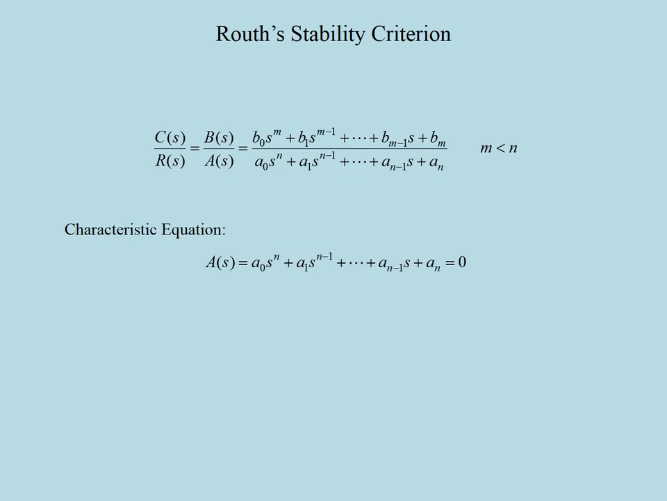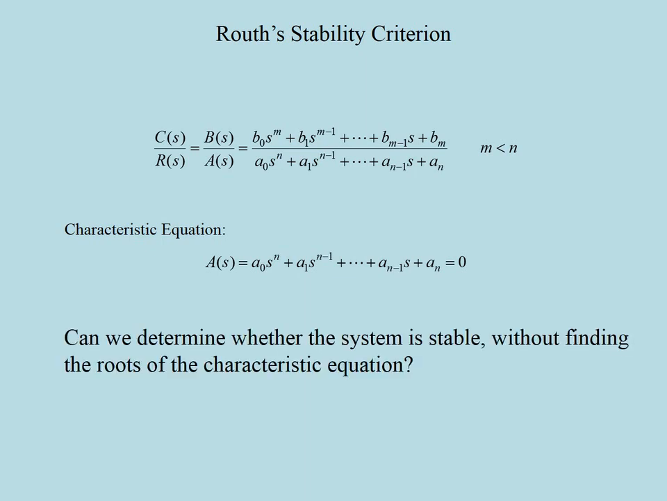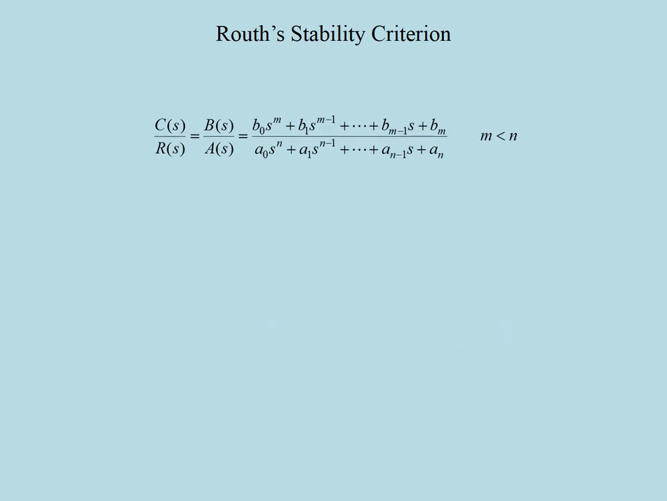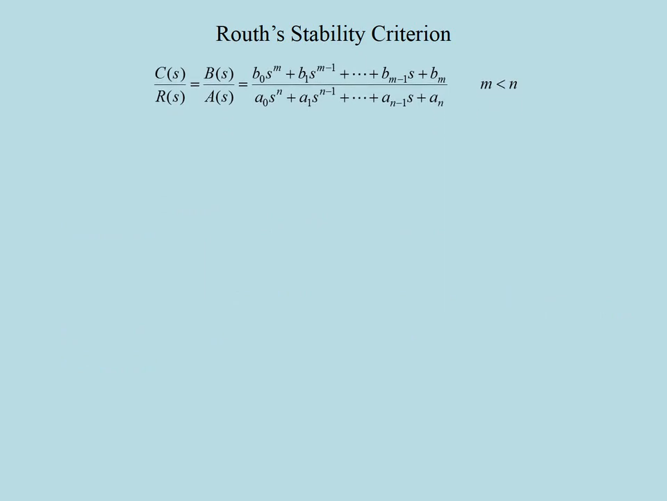Even for polynomials of modest order, finding the roots themselves may be quite difficult. So the question at this point is if we can determine whether the system is stable or not without finding the roots of the characteristic equation. Routh's stability test provides a simple solution for this question.